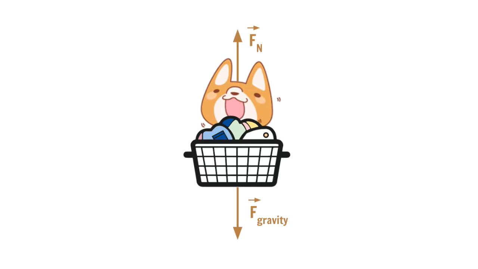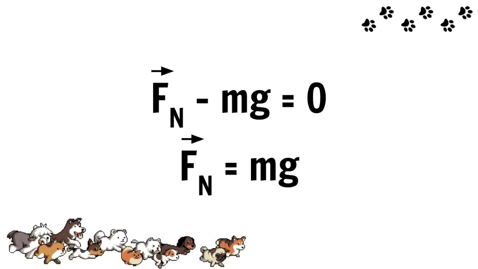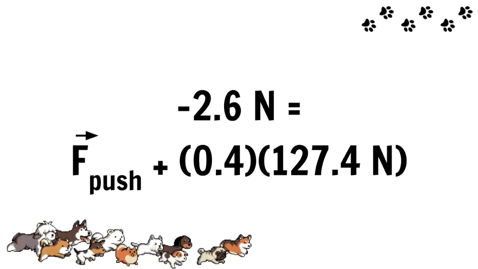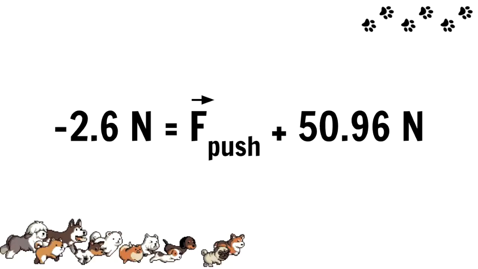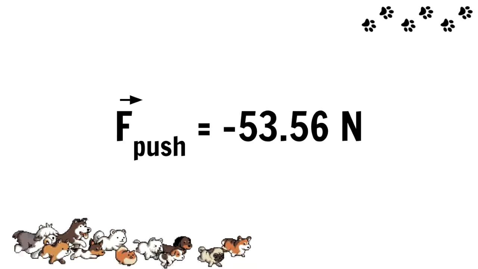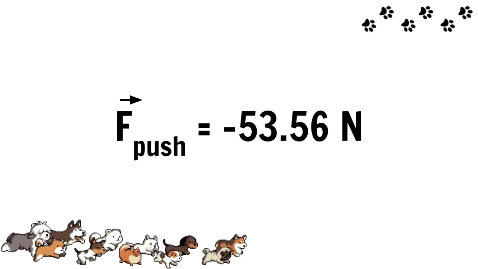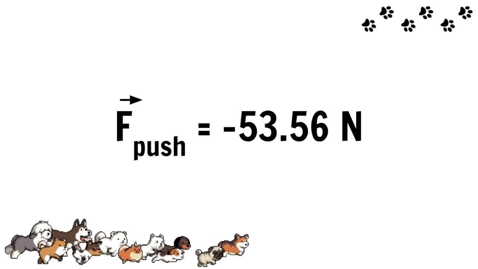Looking back at the y direction, we know that the normal force and gravitational force cancel each other out due to equal magnitudes in opposite directions. So we can say that the normal force equals mg, which is 13 kilograms times 9.8, equaling 127.4 newtons. And we sub this in to find that the frictional force is 50.96 newtons. To solve for the force of the push, all we do is isolate it by subtracting both sides by 50.96, and we get that the force of the push is negative 53.56 newtons.